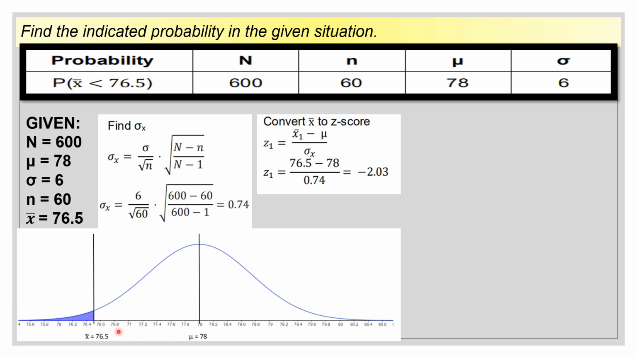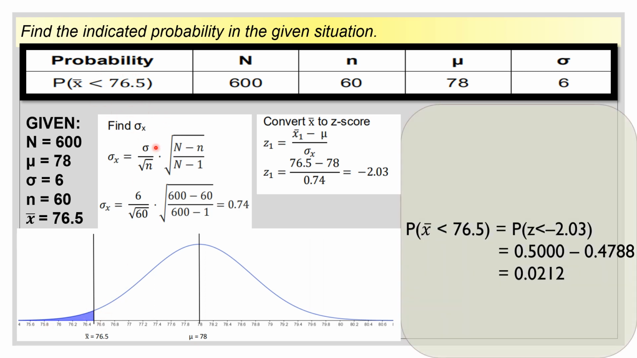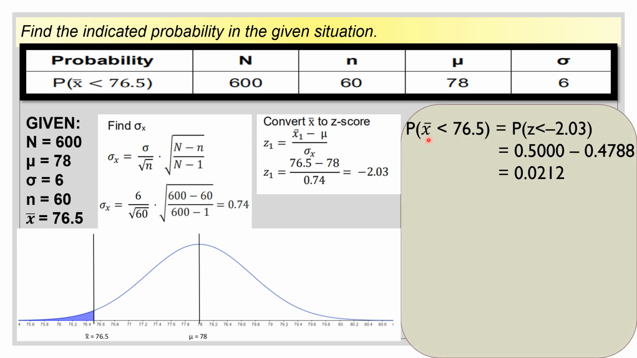So, let's locate 76.5. Dito siya banda. And of course, shaded to the left. Why? Because it is less than. So, next, we get the probability. So, the probability of x bar less than 76.5 is also equal to the probability of z less than negative 2.03. Ma'am, question muna. Dapat po ba may 1 dito? Not necessarily, no? Pwedeng wala naman yung 1 na yan, pwedeng i-omit nyo na.